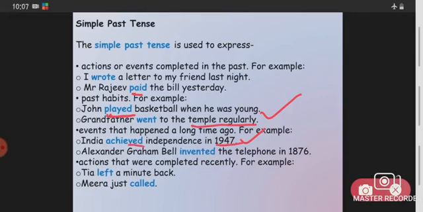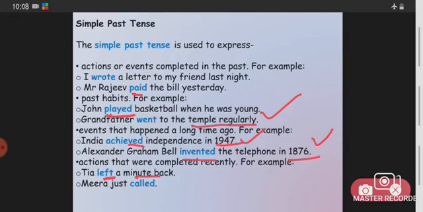So we'll use ed, achieved. Alexander Graham Bell invented the telephone in 1876, a long time ago. So we will use the past form. Actions that were completed recently, something that has been done maybe just a moment back. Tia left a minute back. Left. So the verb form will change here. Meera just called. This has just happened, just a few moments ago. So this is where we use the past simple.